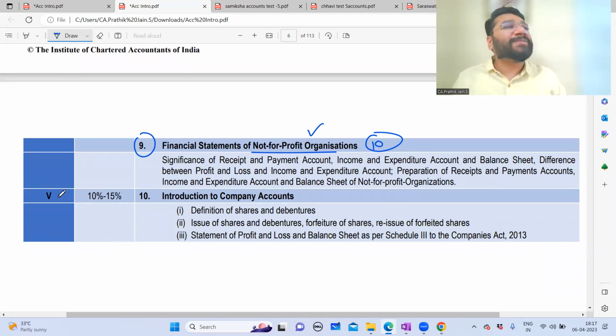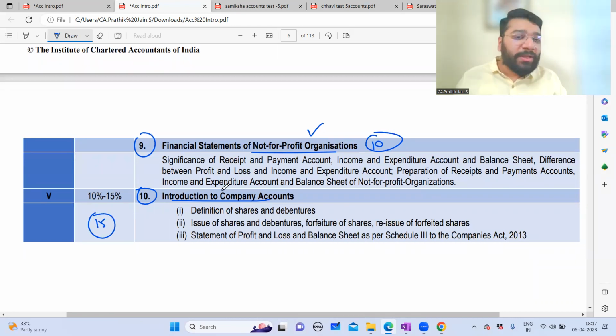Then comes your last part. Last chapter, which is Introduction to Company Accounts. And this carries a weightage of 10 to 15 marks. In the latest previous examination, they asked a question for 15 marks. So, Introduction to Company Accounts. Company accounts is nothing but issue of shares and issue of debentures.